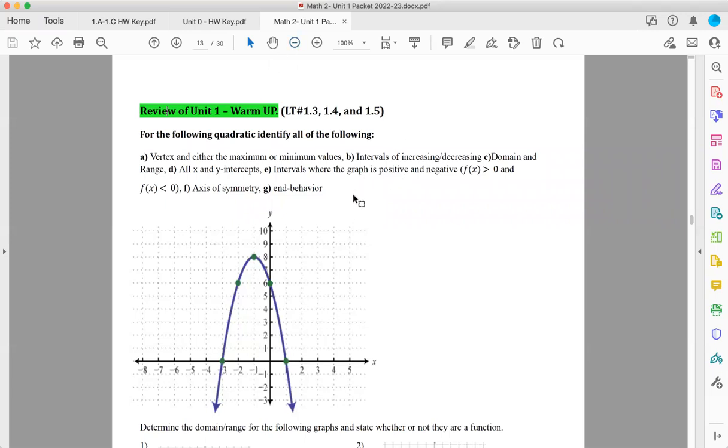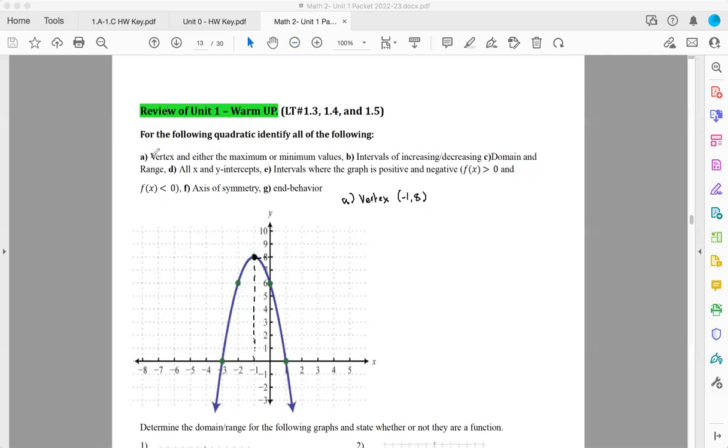So to get started with part A, what is the vertex for this graph? We just say the vertex, and then we locate the vertex. The vertex is the highest or the lowest point on the graph. In this case, it's this point right here, which is 1 unit to the left and 8 units up. So from the vertex, you have -1 on the x-axis and 8 on the y-axis. So this is -1, 8.